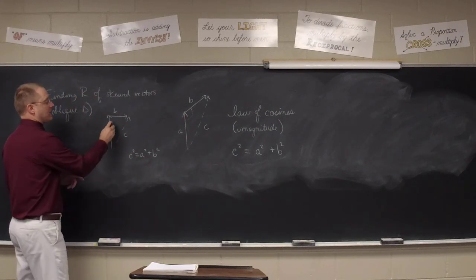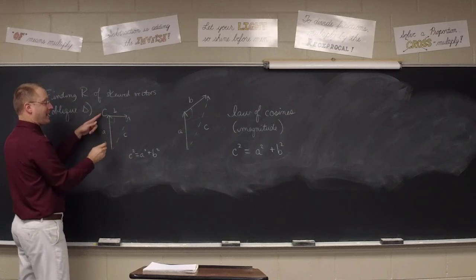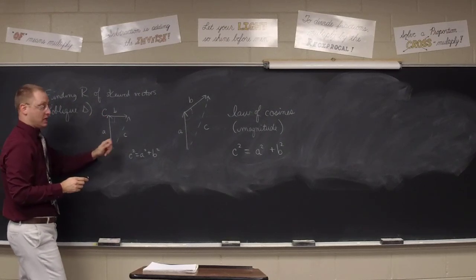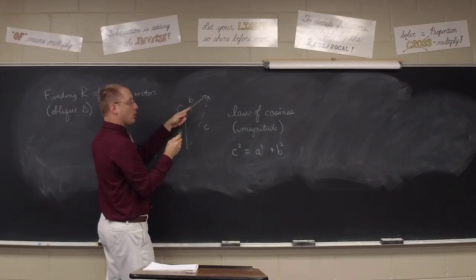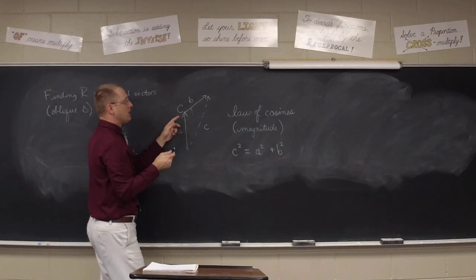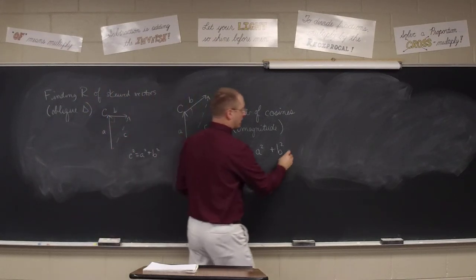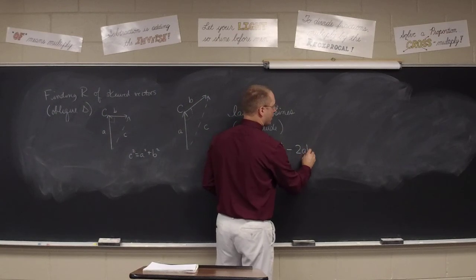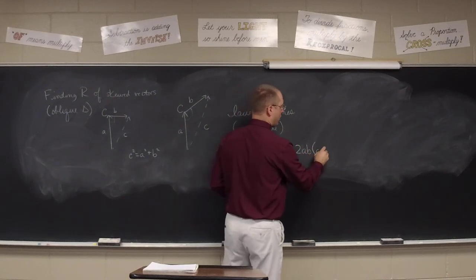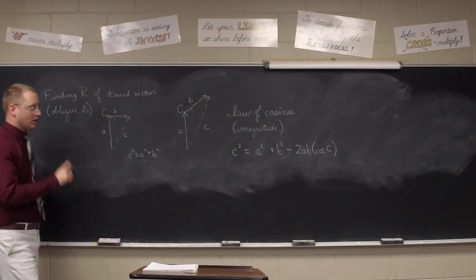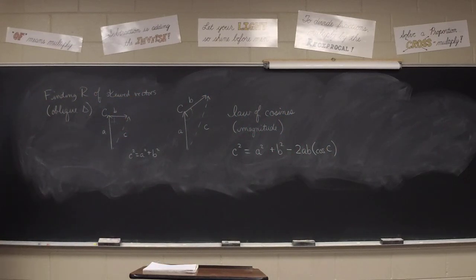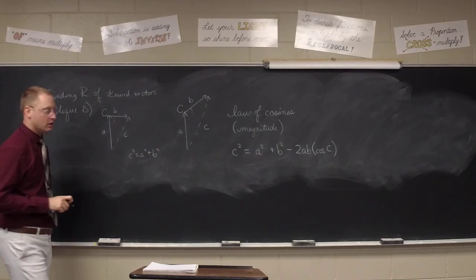Now, generally speaking, in a right triangle, we'll call the right angle C, so the hypotenuse can be little c. We're going to do the same here. The oblique angle, whatever angle is formed between the vectors, is going to be our angle C. And we're going to subtract twice the product of A and B times the cosine of that angle C. That's what we call the law of cosines.